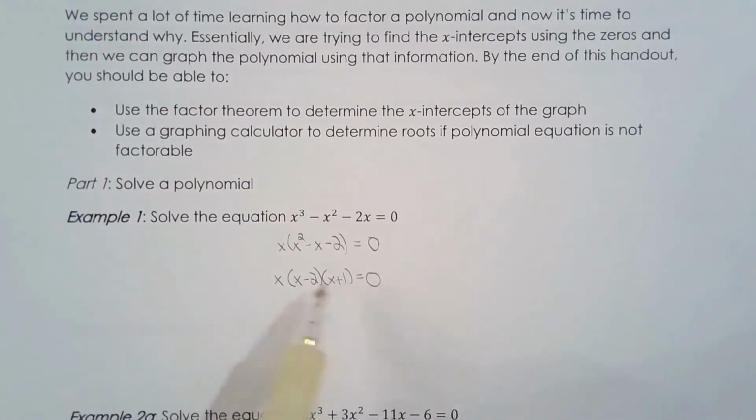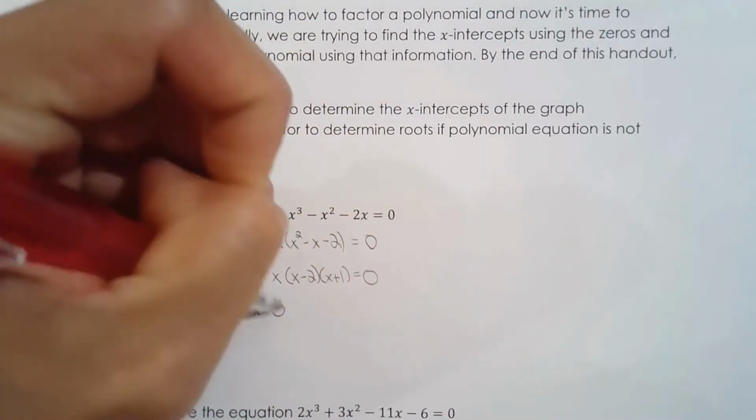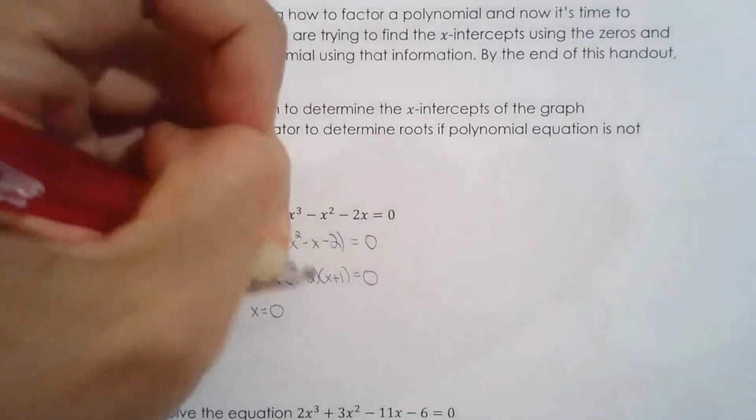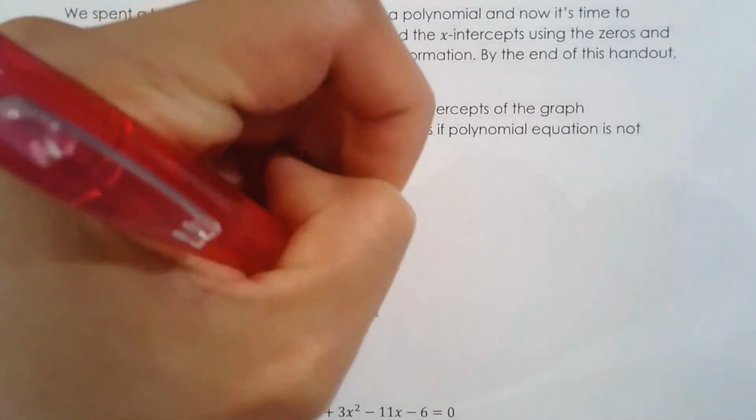Okay, when is the left side equal to 0? Well, the left side is equal to 0 when any of these three factors is equal to 0. Because if one of the factors is 0, 0 times anything is 0. That's the zero product property. Alright, so when is x 0? When x is 0. When is x minus 2 equal to 0? When x equals 2. When is x plus 1 equal to 0? When x is negative 1.